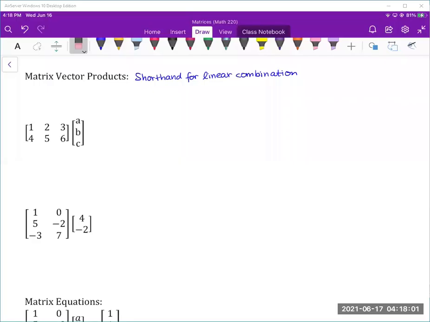In this video, we're going to talk about matrix vector products. These are like a shorthand for writing linear combinations. So when do these make sense?